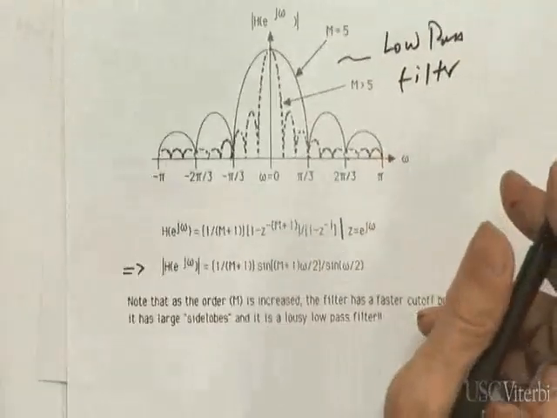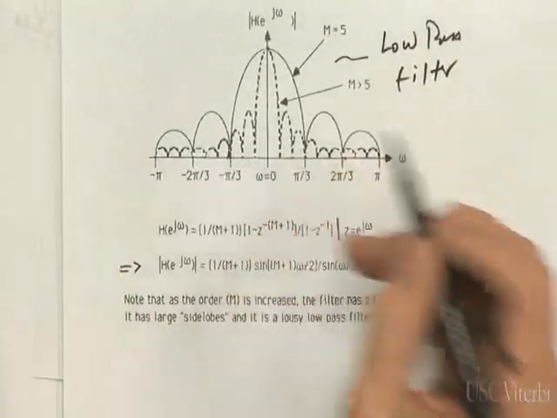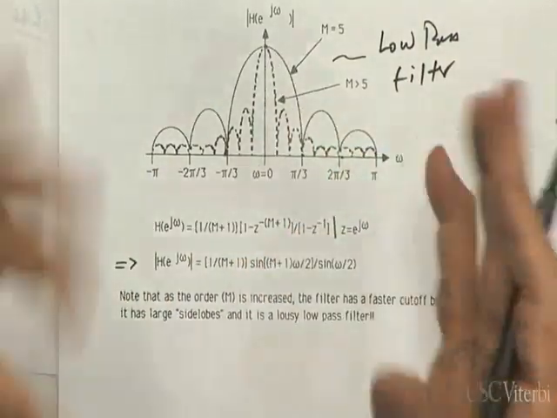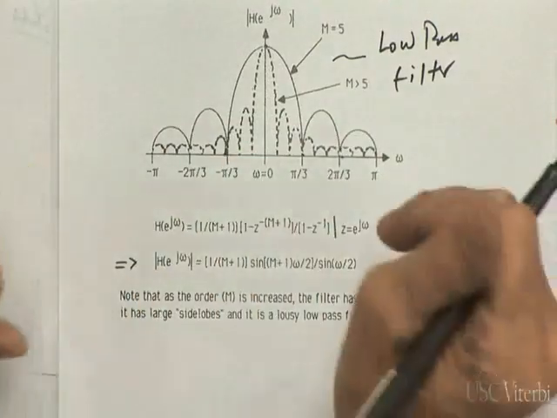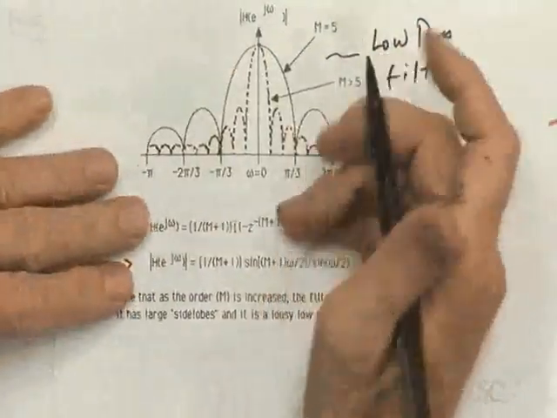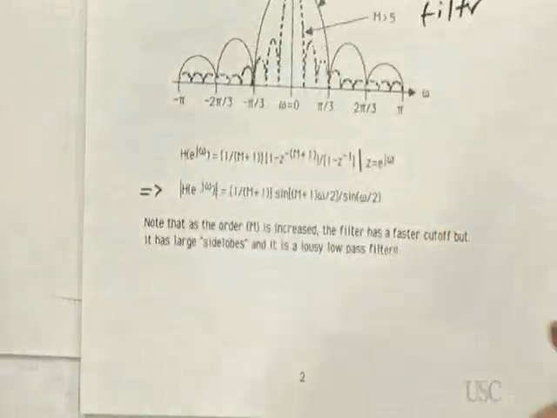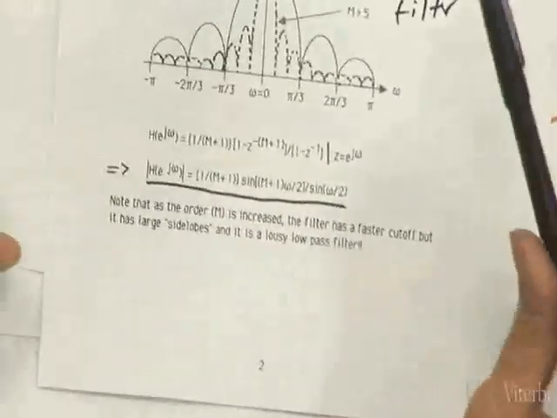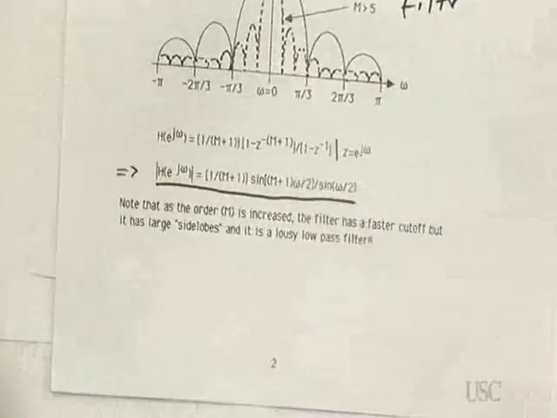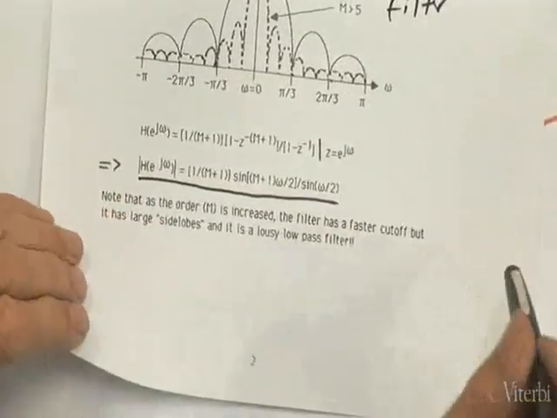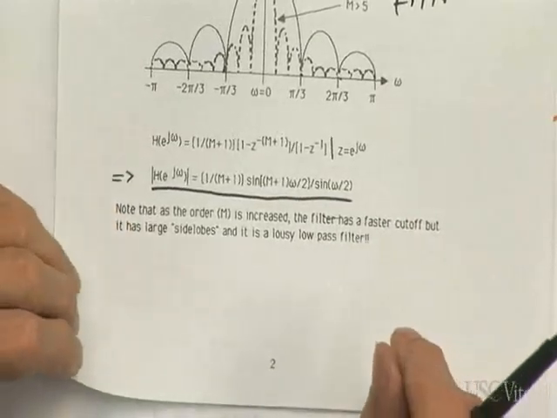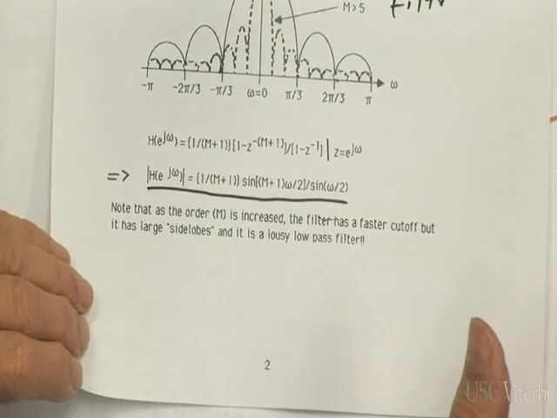What happens if you increase M? You get a lot more of these nulls, but you get a sharper peak at omega equals 0. That shouldn't be surprising. As you add more and more samples in your running average, you're going to get a smoother estimate, more low-pass filtering. If you're curious what the mathematics of that H of e to the j omega is, here it is. You can write it out exactly. Note that as the order M is increased, the filter has a faster cutoff, but it has large side lobes, and it is a lousy low-pass filter.